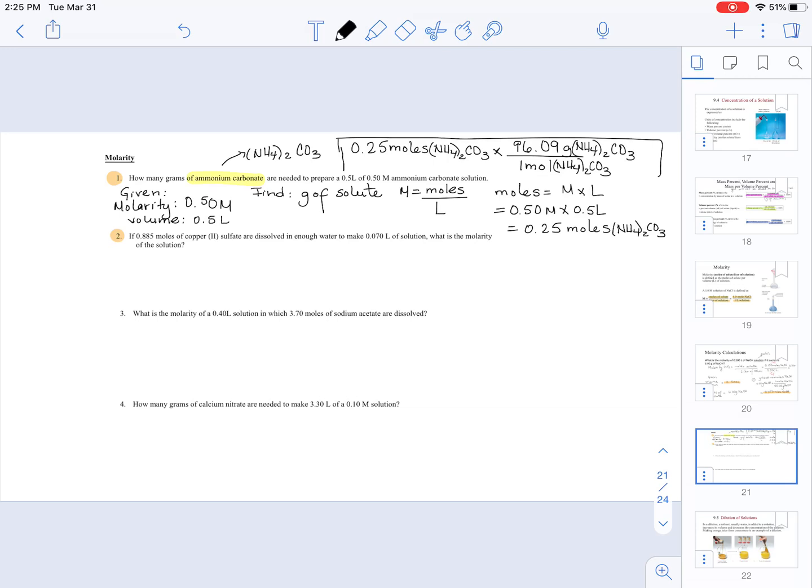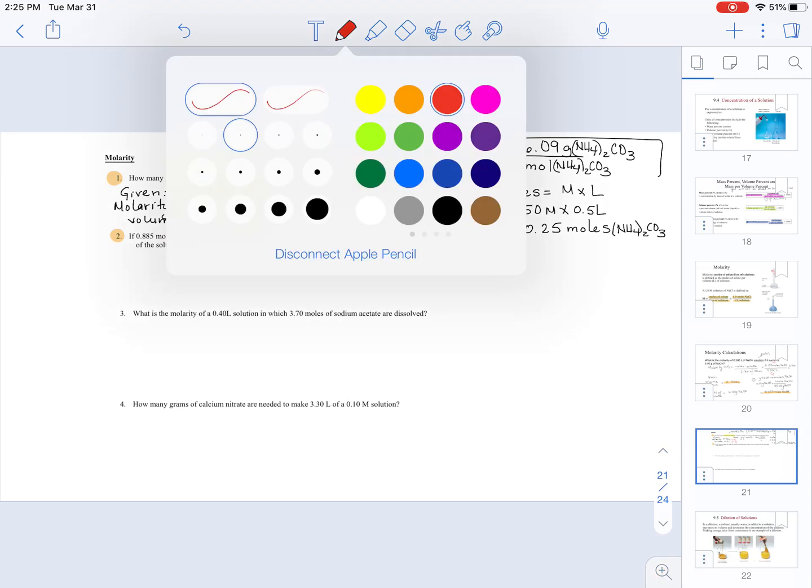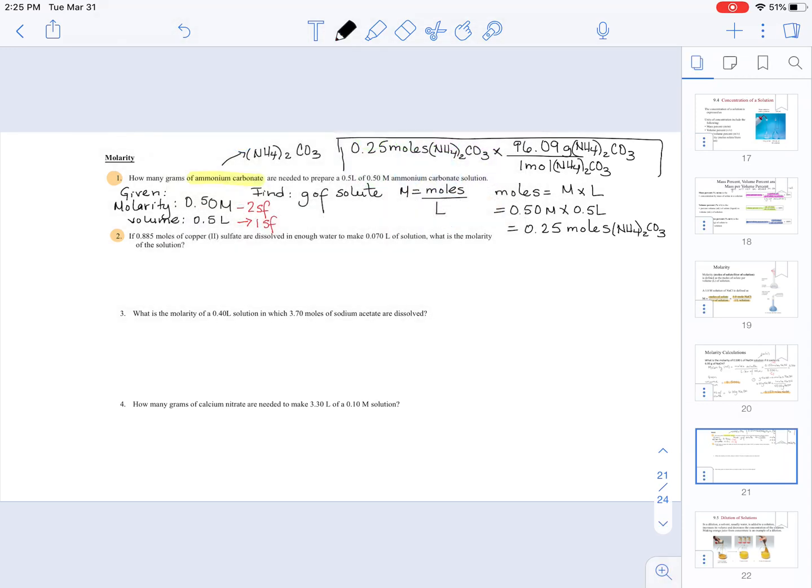When we do this, understand that the final answer has to follow the sig figs from the beginning: we have 2 sig figs, and we have 1 sig fig. So even though we get a value that is around 24 point something, we need to round it to 1 sig fig. So your final answer is 20 grams.